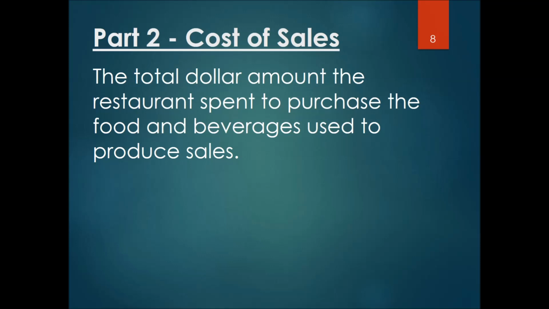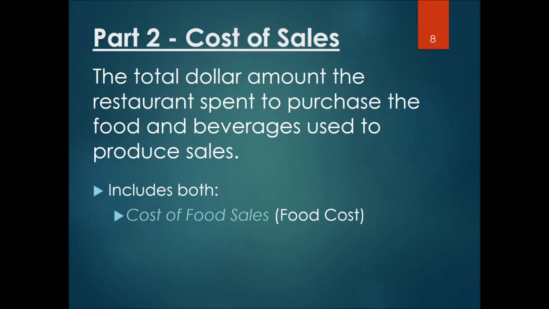The total dollar amount is only from buying the food and beverages that were used to produce the sales, not what is left over. It's still in inventory, which can be sold in the future. So it's only what we use to bring in those sales dollars. Again, we only count the amount that was used. Anything left over stays in inventory and is not included until it is used.